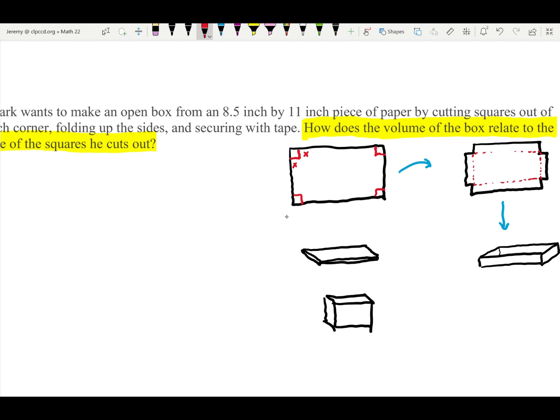Okay, so I'm just going to define, and we could use x inches since we were given these values in terms of inches. So since these are squares, both sides are going to have the same measurement. They're both going to be x.